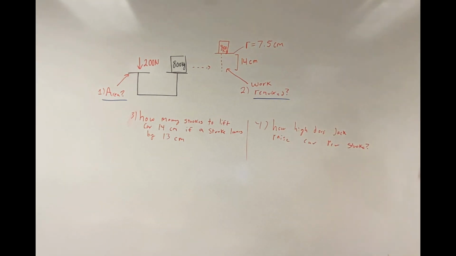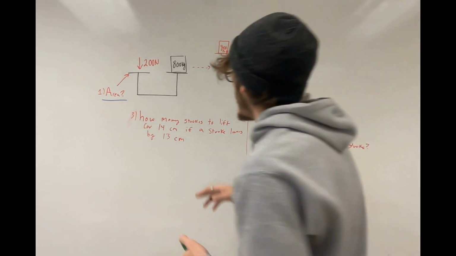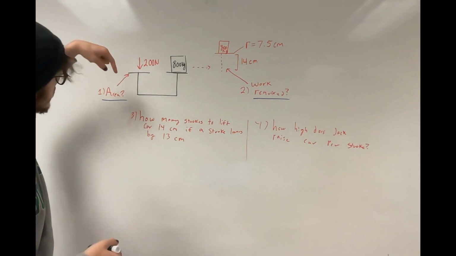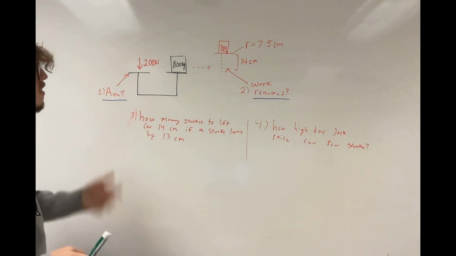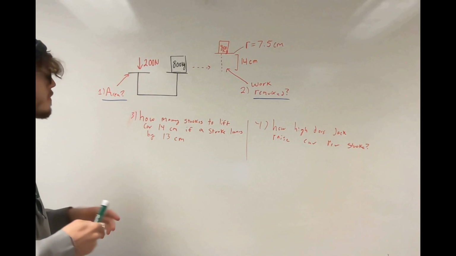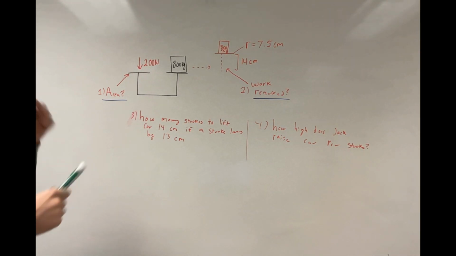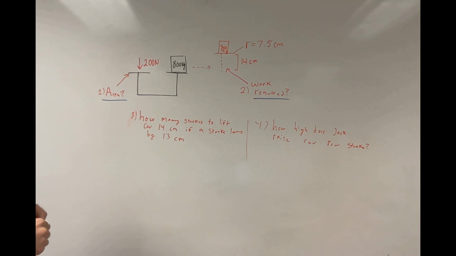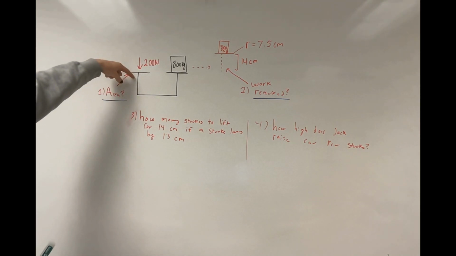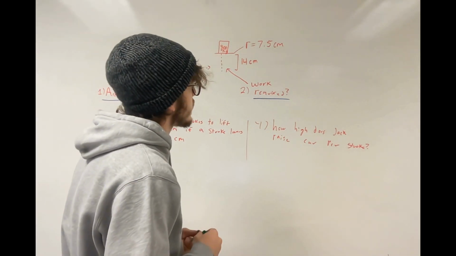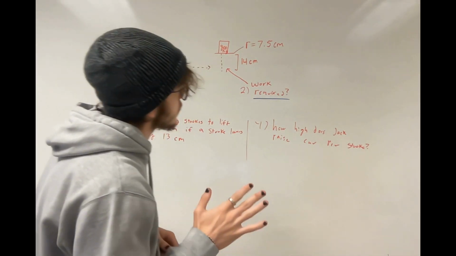We're asked, what is the area of that initial pressure plate, the input piston? What's the work required to raise said piston 14 centimeters? How many strokes to lift the car? So one stroke, we go boom, 200 newtons. That's going to raise the car by some amount. How many strokes to lift that car the 14 centimeters, if one stroke of this causes this column to lower by 13 centimeters? And then this asks here, how high does the jack raise per car stroke?